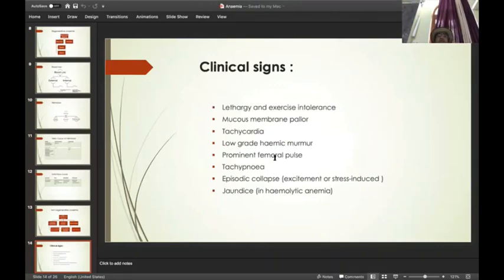Now, what are the clinical signs? I have only 6 minutes of time. Lethargy and exercise intolerance, mucous membrane will be pale in color, tachycardia will be there, a low grade hemic murmur is there. Time is very, very less. Can I ask what is a hemic murmur? Anyone? Hemic murmur?